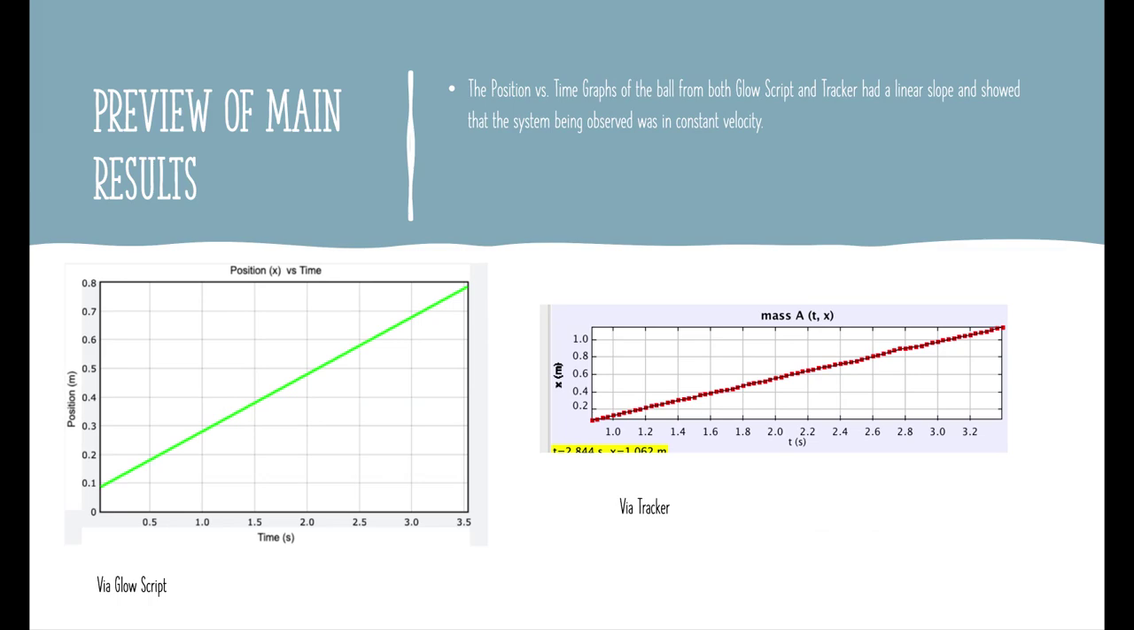For the preview of main results, it was found that the position versus time graphs of the ball from both GlowScript and Tracker had a linear slope, and it showed that the system being observed was in constant velocity.